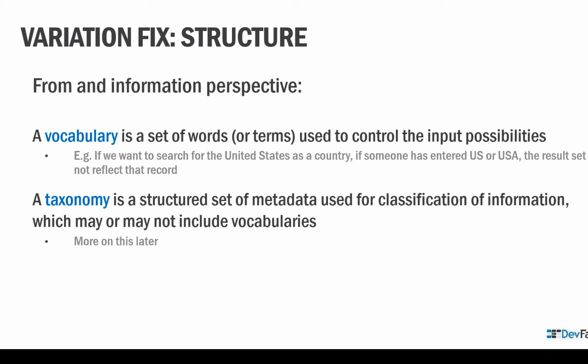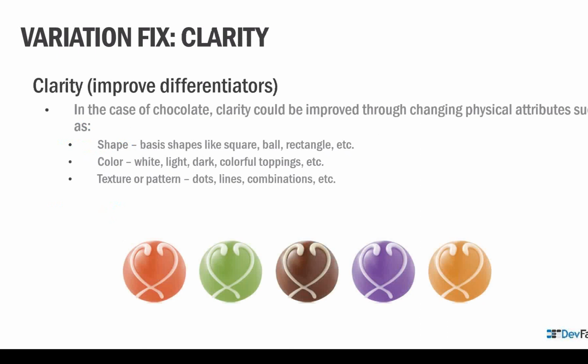I already defined these, but as I said, we're going to use words or terms to control the inputs. United States was my example, and then the taxonomy is a structured set of data. Okay, so clarity. Clarity is about improving our differentiators.